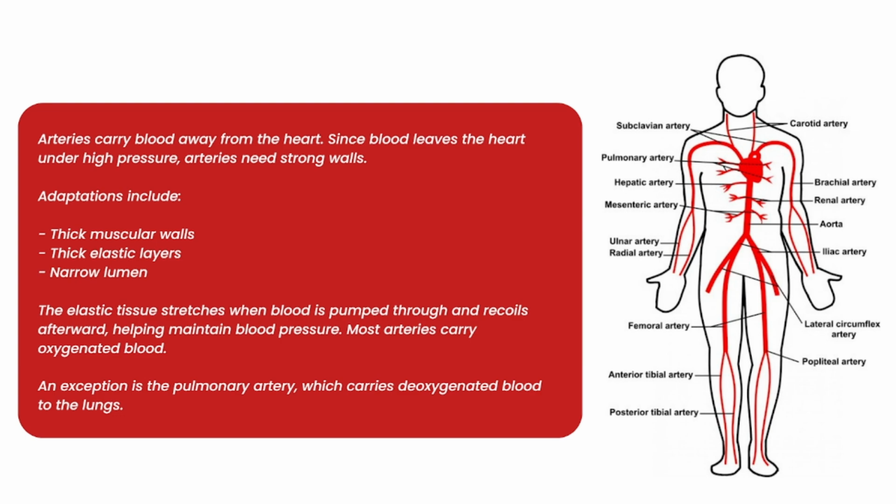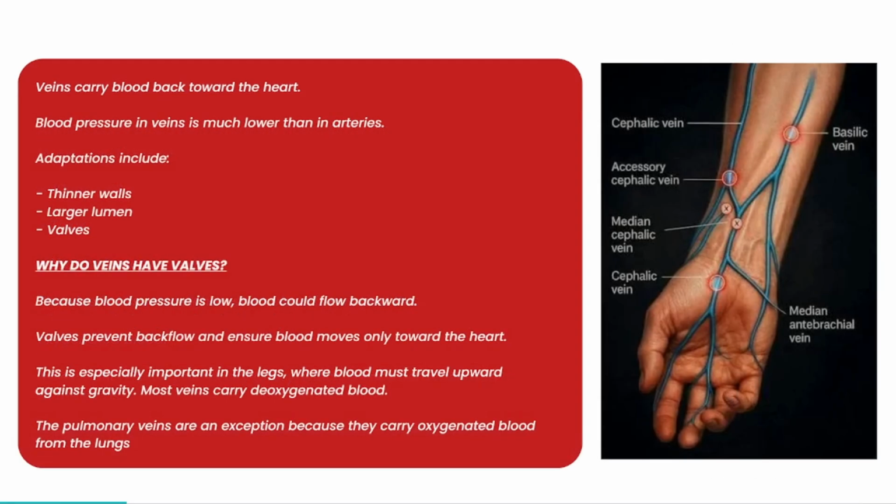Most arteries carry oxygenated blood. An exception is the pulmonary artery, which carries deoxygenated blood to the lungs. Veins. Veins carry blood back toward the heart. Blood pressure in veins is much lower than in arteries. Adaptations include thinner walls, larger lumen, and valves.